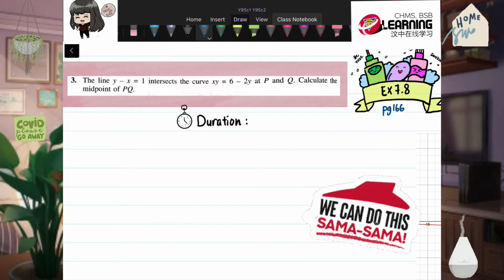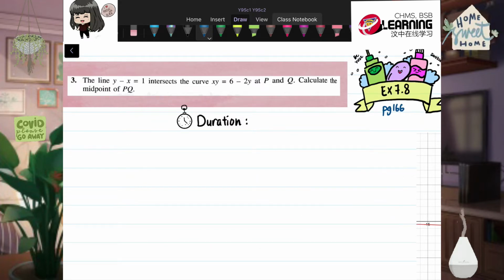Okay, let's look at question 3. What's the difference between this chapter, 7.8, and our first chapter? Nothing much, it's only an addition of a few parts. It's the same as your first chapter, just adding a little bit more. Let's look at this question 3.